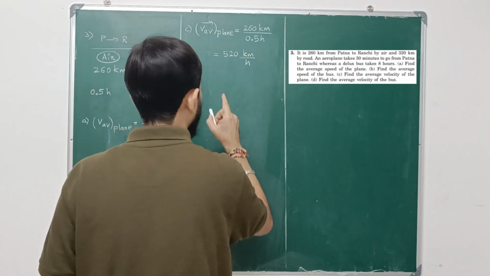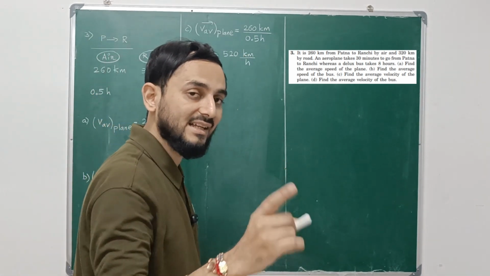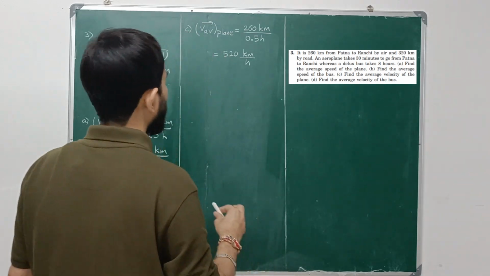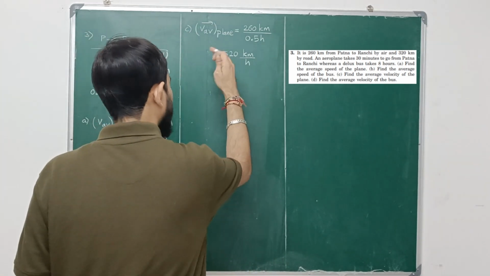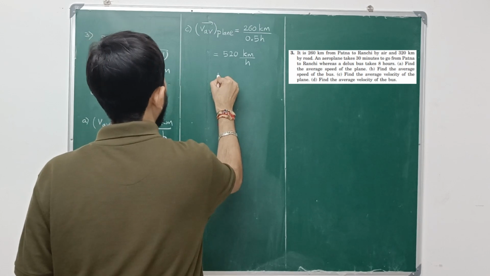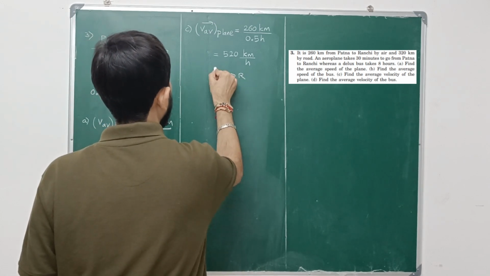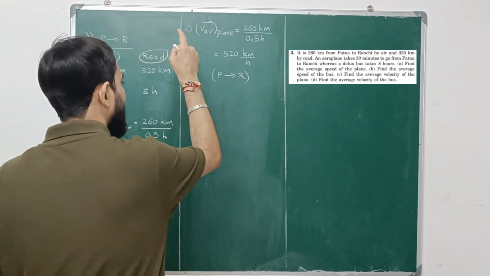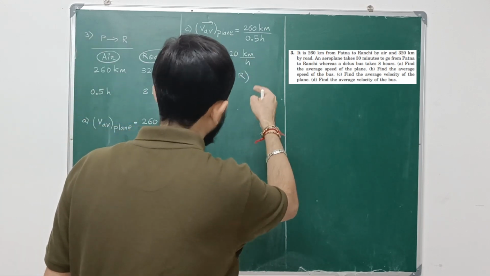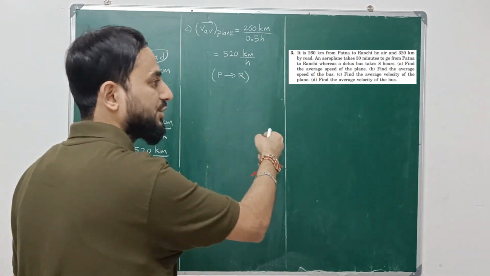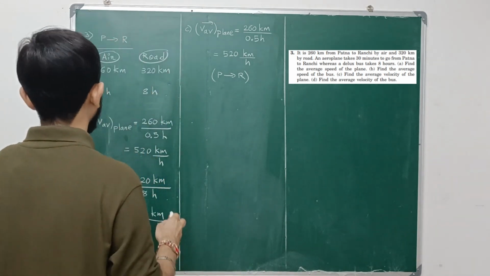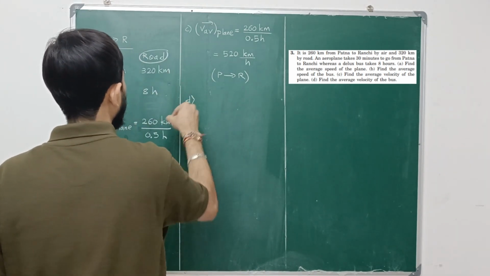But sir, we are talking about velocity, so direction is also equally important. So can I say this is the magnitude of average velocity and direction will be from Patna to Ranchi? Yes sir. So what is average velocity of the plane? It is 520 km per hour from Patna to Ranchi. This is velocity. Okay. Task D. Next task beta.